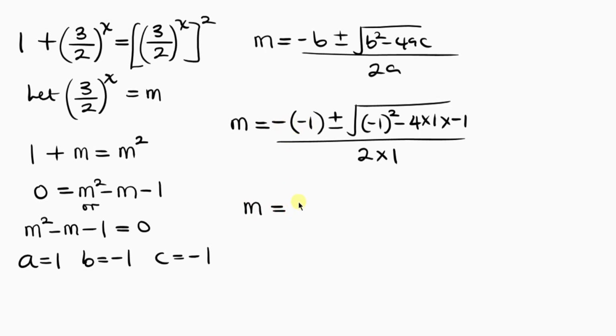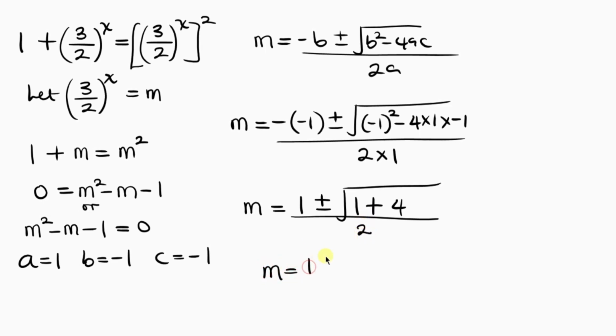So this is going to be 1 plus or minus the square root of negative 1 squared, which gives 1, right? Very good. So minus times minus is plus 4 times 1, which is 4, all over 2 times 1, that's 2. So m will be equal to 1 plus or minus the square root of, now 1 plus 4 is 5, divided by 2. Now there is something we need to know about m.